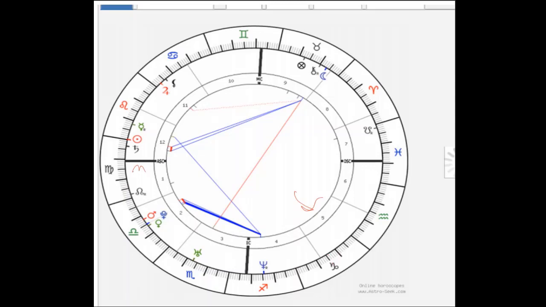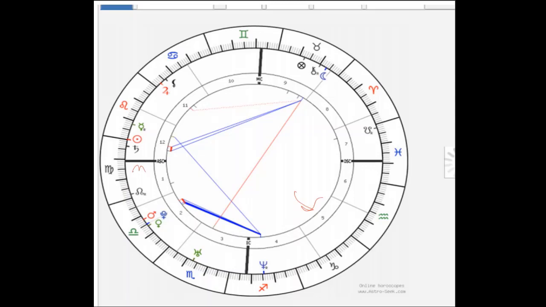So let me look at my house chart, and I'll be right back. Since this is not a complete picture, I'm just gonna go to the houses where the planets are. Okay. The second thing is seventh house.